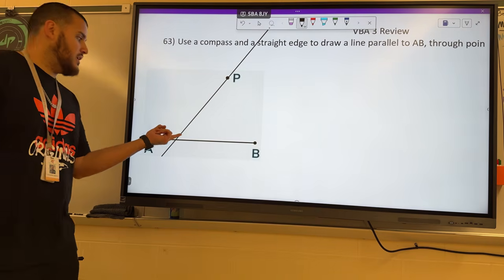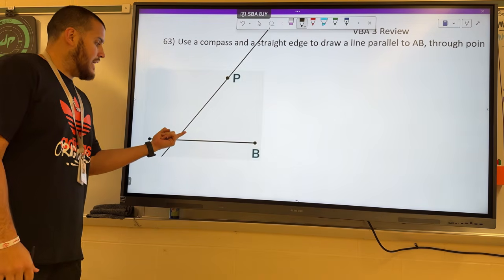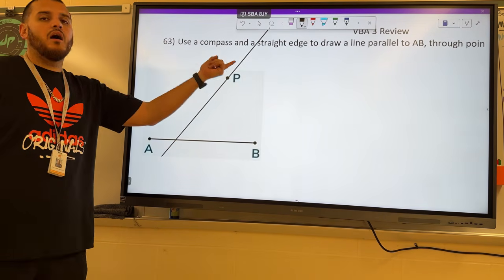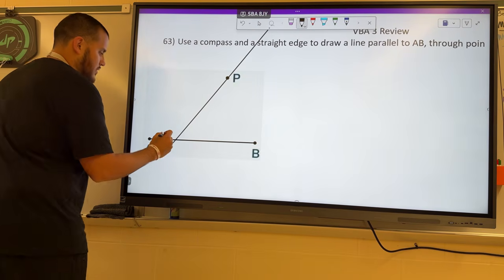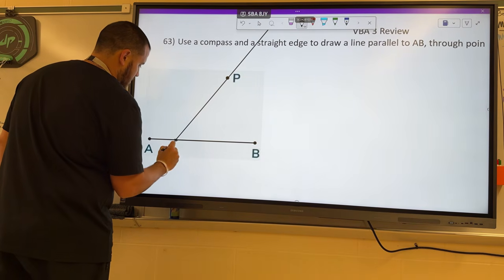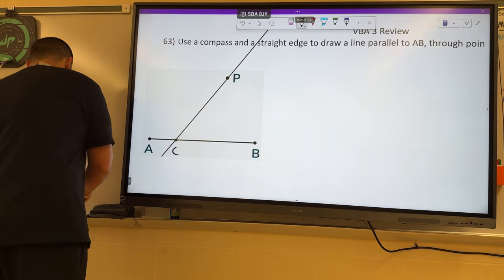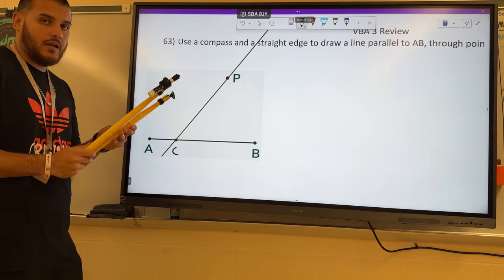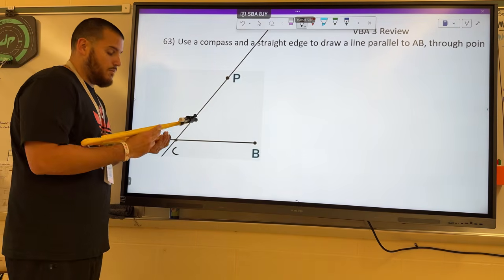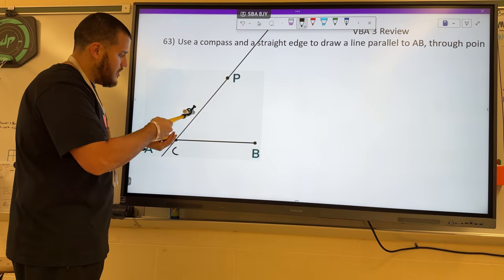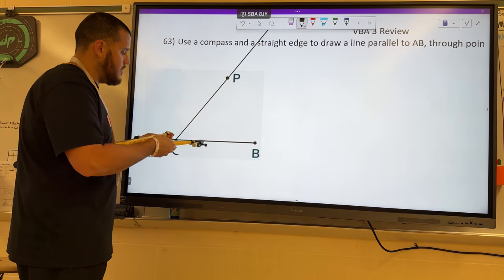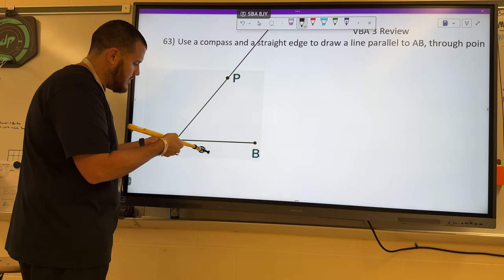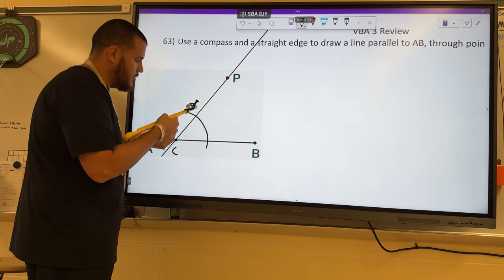Now notice I've created an angle down here. And this angle I'm going to copy onto point P. Okay, so if we want to, we can label this intersection down here point C. And using that as a vertex, I'm going to take my compass, and just like we copied angles before, I'm going to draw an arc that goes all the way through here. So my compass goes on point C, I'm drawing an arc all the way through.